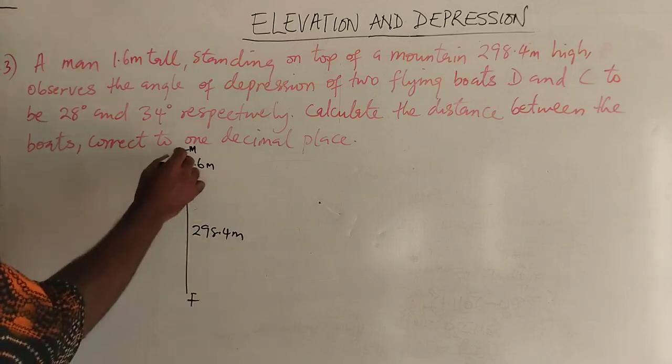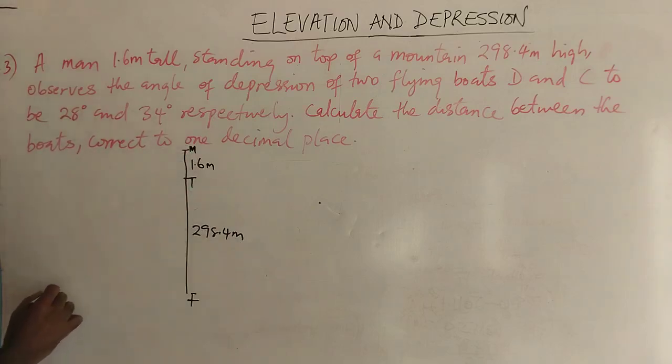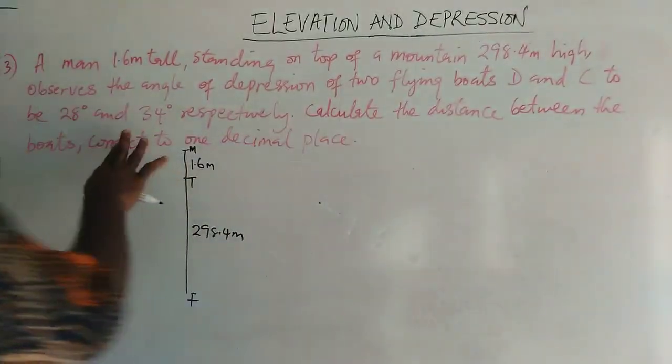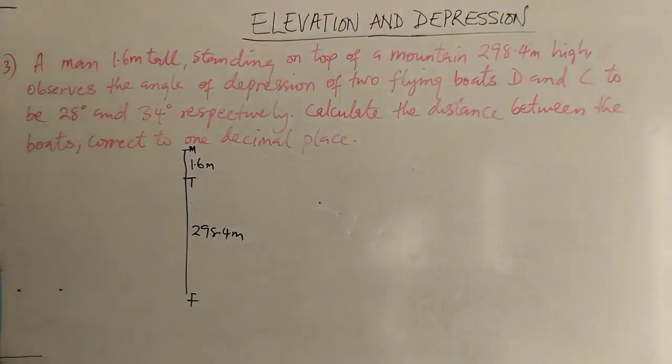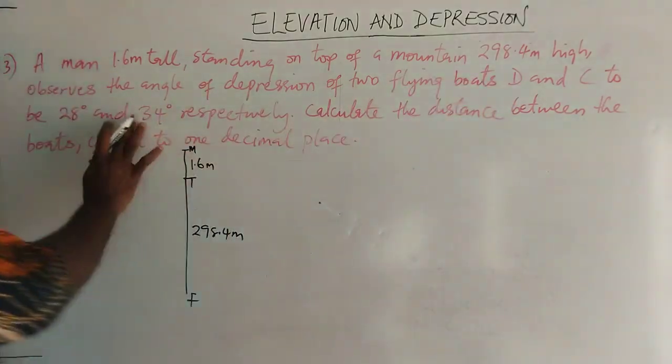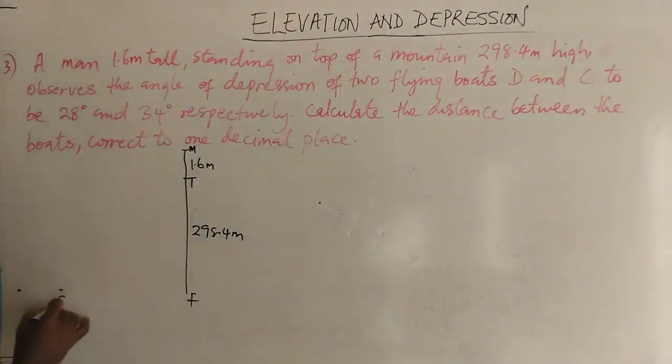Then the 2 flying boats, this man is looking down. These are the 2 flying boats, D and C. The one with the highest degrees will be closer to the right angle. So this 34 will be closer to the right angle, while 28 will be further away. So 28 belongs to D, while 34 belongs to C. So C will be here and D will be here.